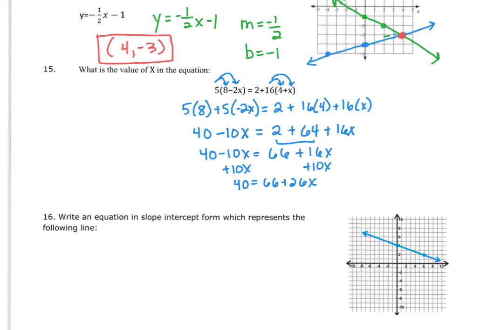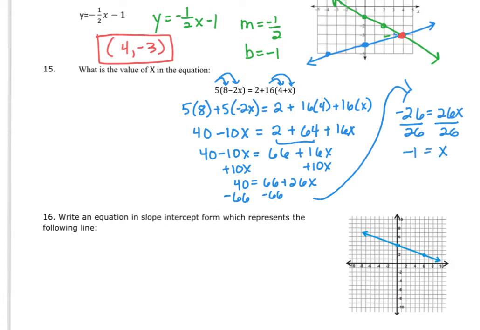Okay, now I move my constants, minus 66, minus 66. I'm left with negative 26 equals 26x. Now divide by 26 to get rid of my coefficient, and I'm left with x equals negative 1. Okay, so I'm going to rewrite that. x equals negative 1, and that is my answer.